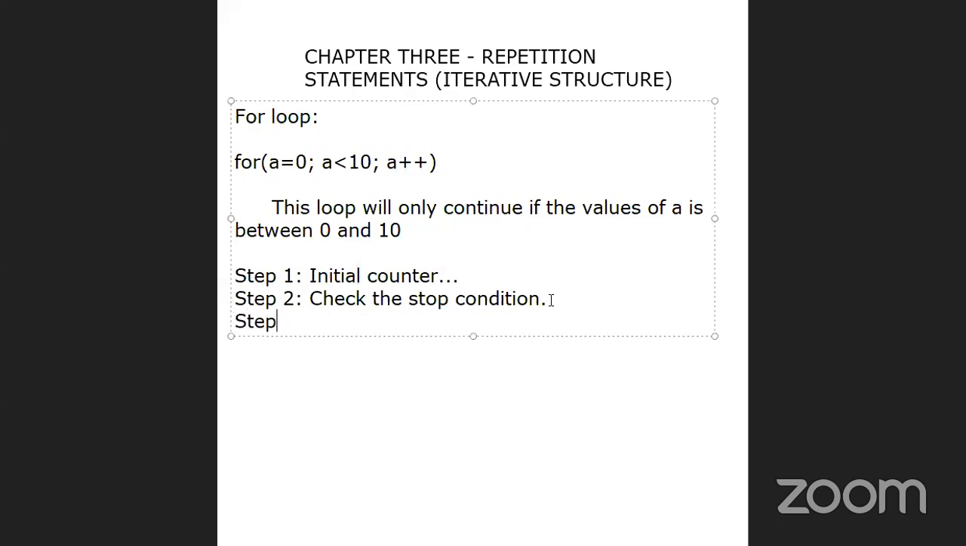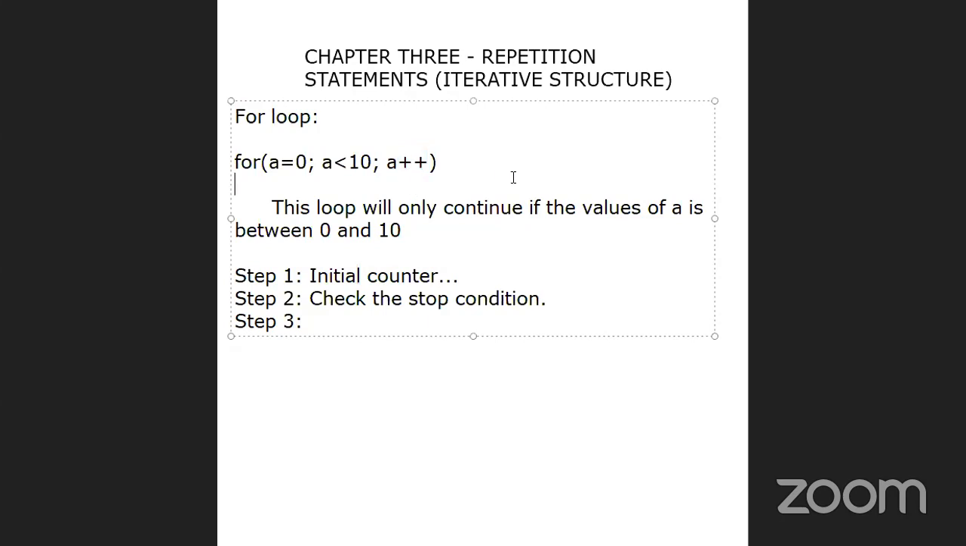Then the next step is step number 3 that you have to do at the end of the repeating statement. At the end of the repeating statement, you update the loop counter, and then you go back to step 2. So at the end of the statement that is supposed to repeat itself, you update the loop counter, that is A. You update it with a count. So in this example, we are increasing it by 1.